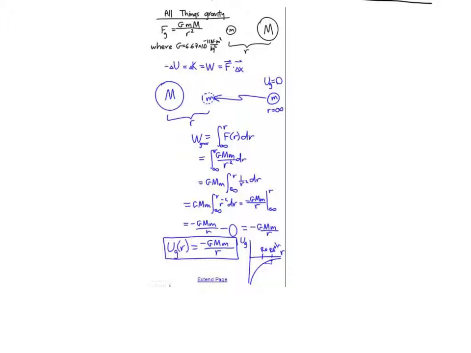This is a negative with the maximum value being 0 at infinity. So it is a graph that one needs to get used to. You can see as we look at an object on the surface of the Earth and we lift it up to a distance height h above the Earth, that the gravitational potential energy does grow from about there to about there.